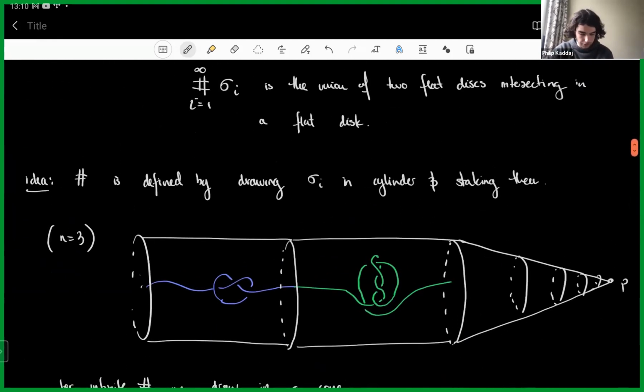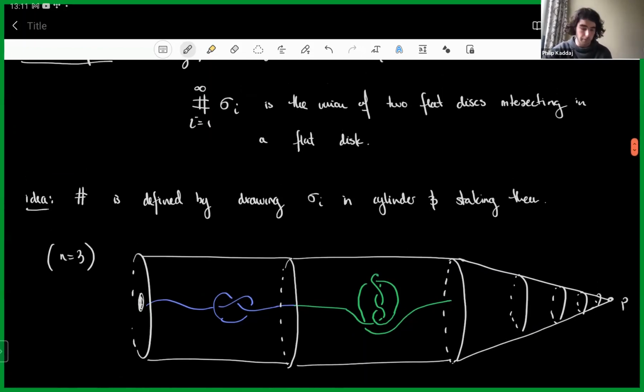So here's the case n equals 3. We draw knots in cylinders, and we make sure that they intersect the cylinders in disks of the correct dimension. So they're all going to intersect in disks of codimension 2, and then we stack these cylinders such that we have identity along the disks. And if we want an infinite connected sum, instead of drawing our picture in the cylinders, we take a cone, and we draw these things in some infinite cone tending to some point P.